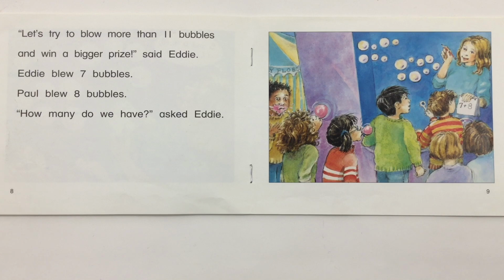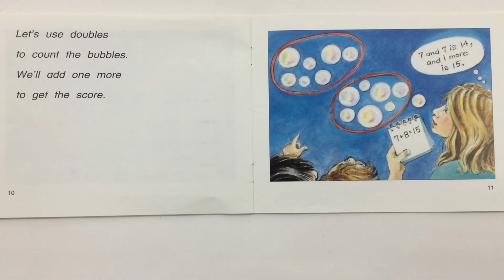"Let's try to blow more than 11 bubbles and win a bigger prize," said Eddie. Eddie blew 7 bubbles. Paul blew 8 bubbles. "How many do we have?" asked Eddie. 7 plus 8. "Let's use doubles to count the bubbles. We'll add 1 more to get the score. 7 and 7 is 14, and 1 more is 15." 7 plus 8 equals 15.